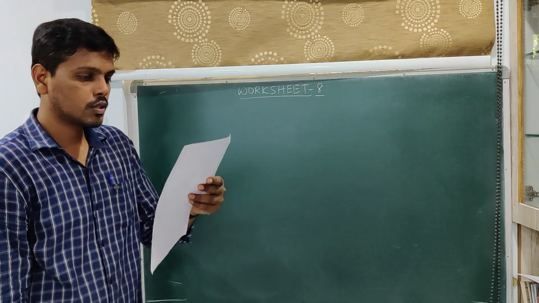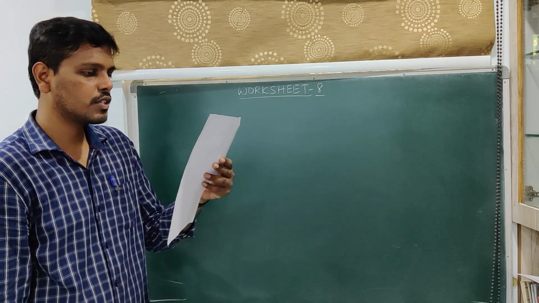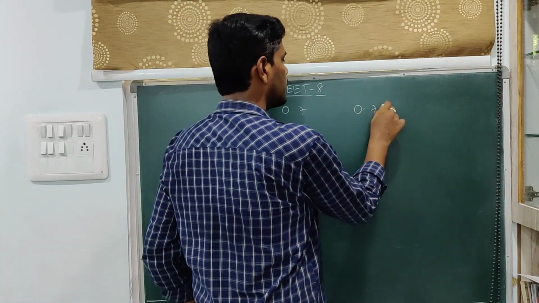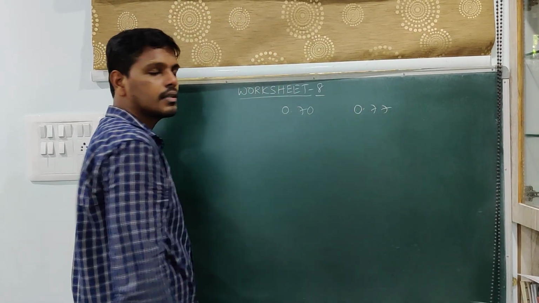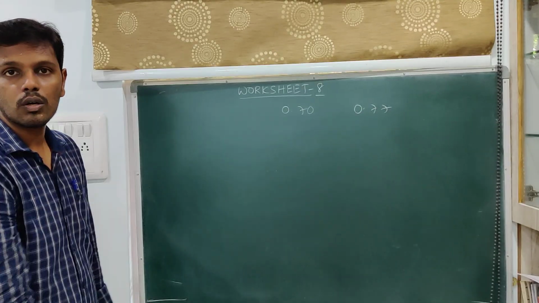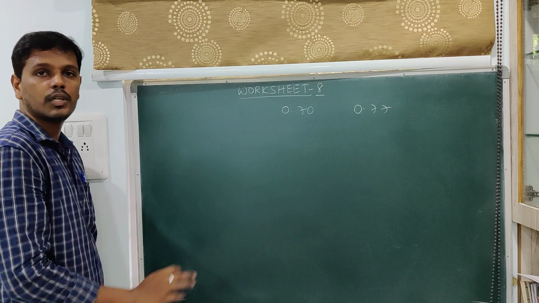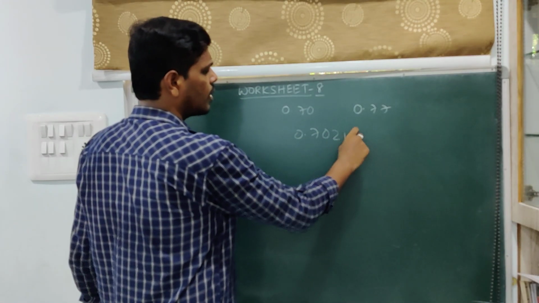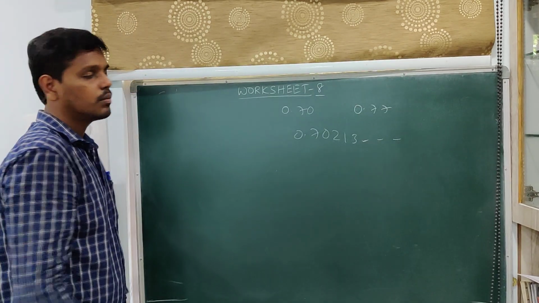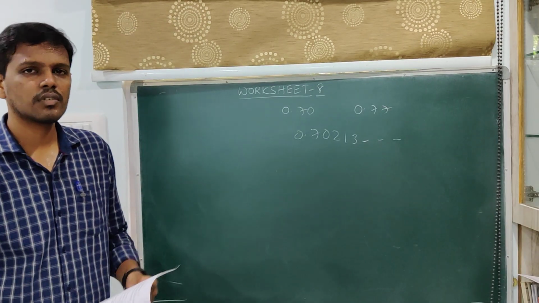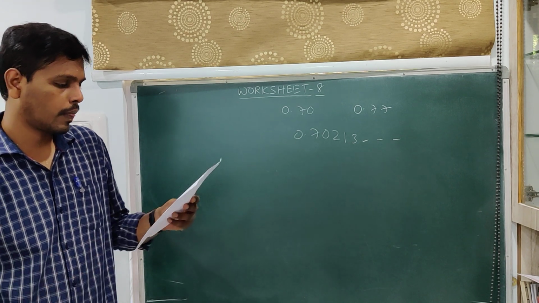Find at least two irrational numbers between 0.7 and 0.77. Now 0.7 you can write as 0.70. Now increase the number of decimal places and write a non-terminating, non-repeating decimal, that will be your irrational number. That is 0.702, and write any one. That will be between 0.70 and 0.77. Just increase the number of decimal places. That will be the clue.